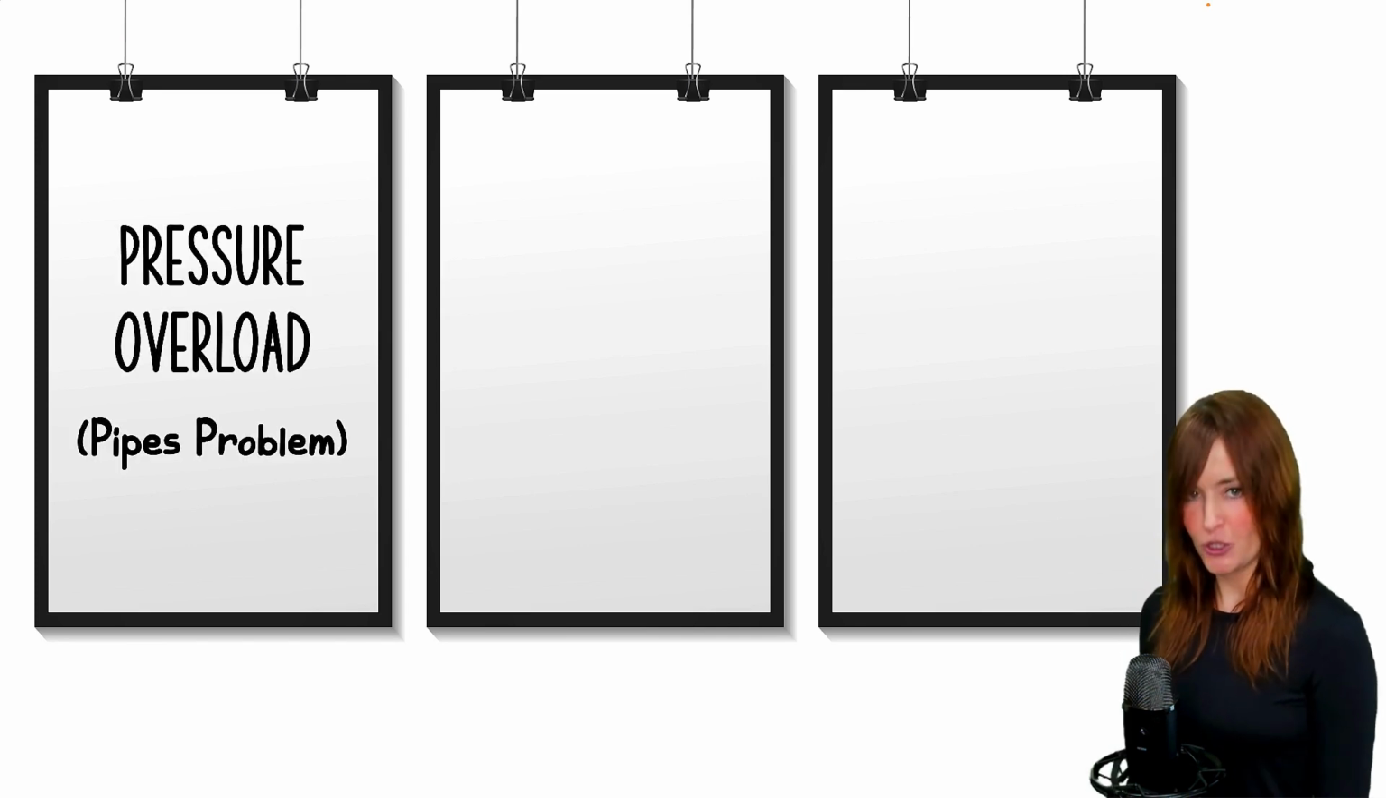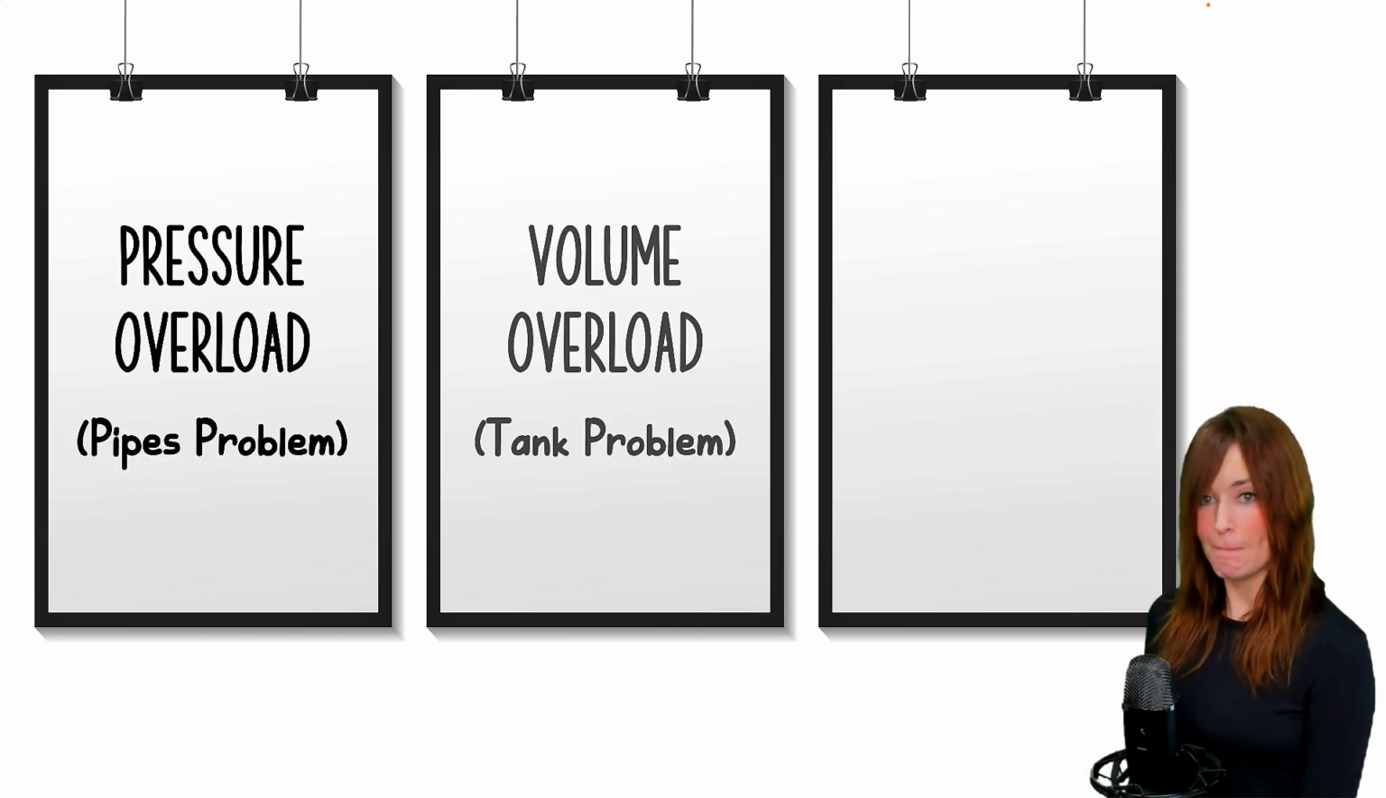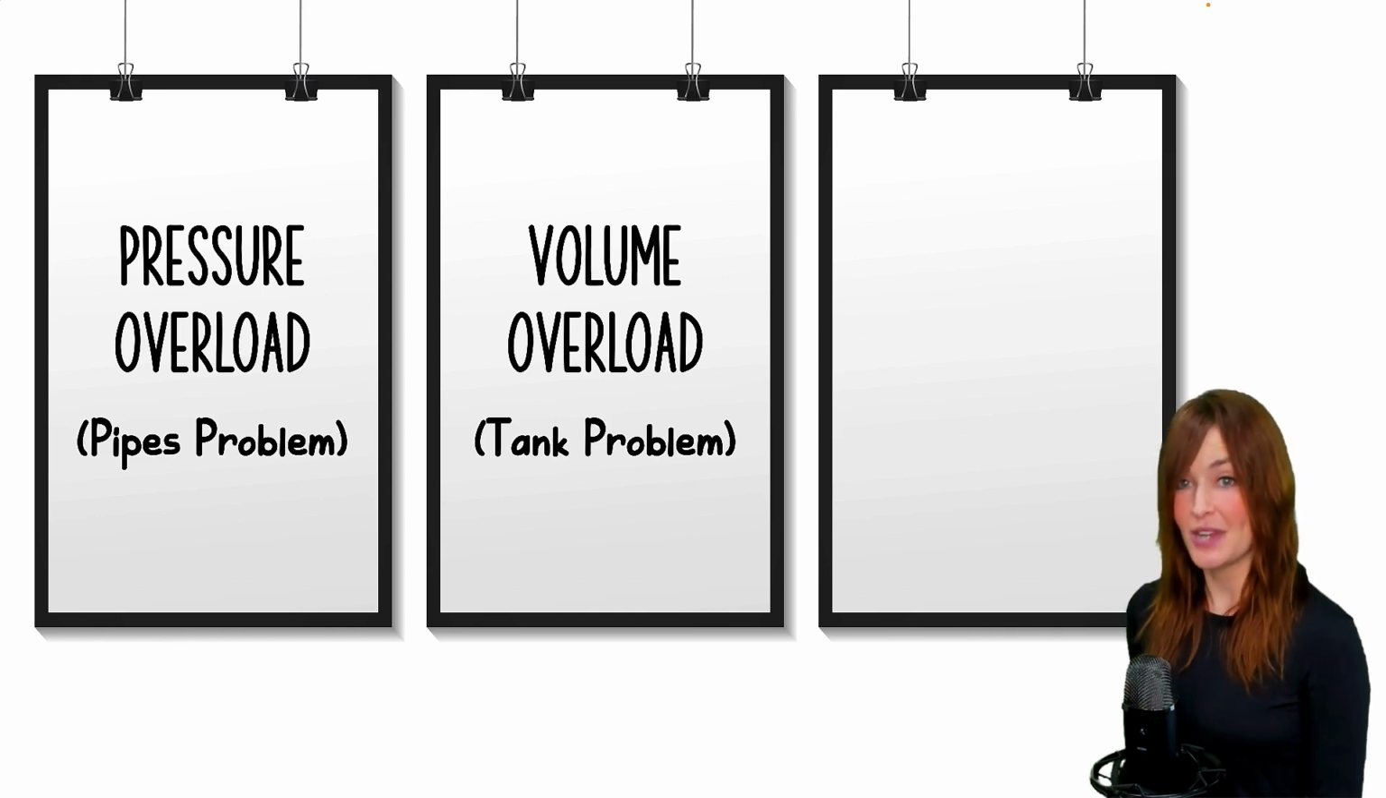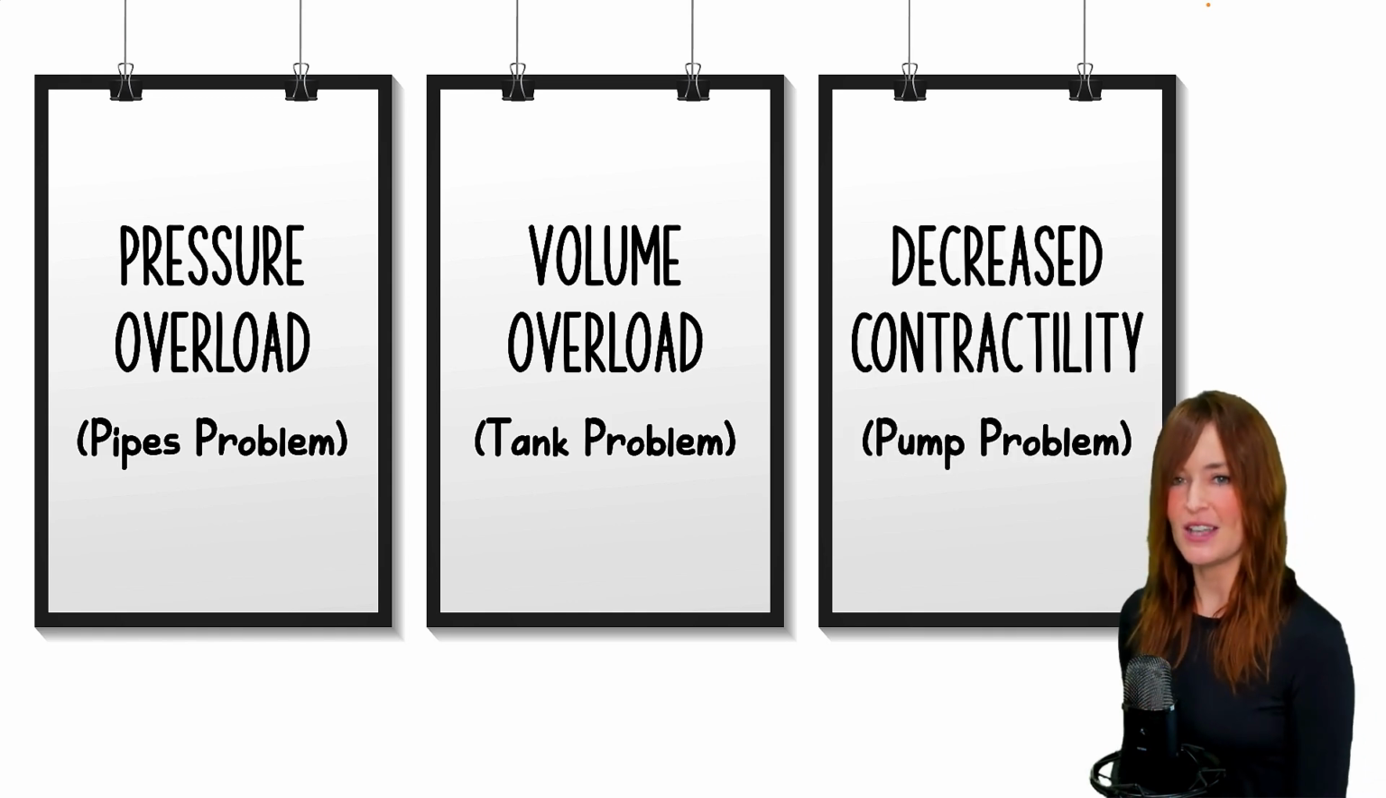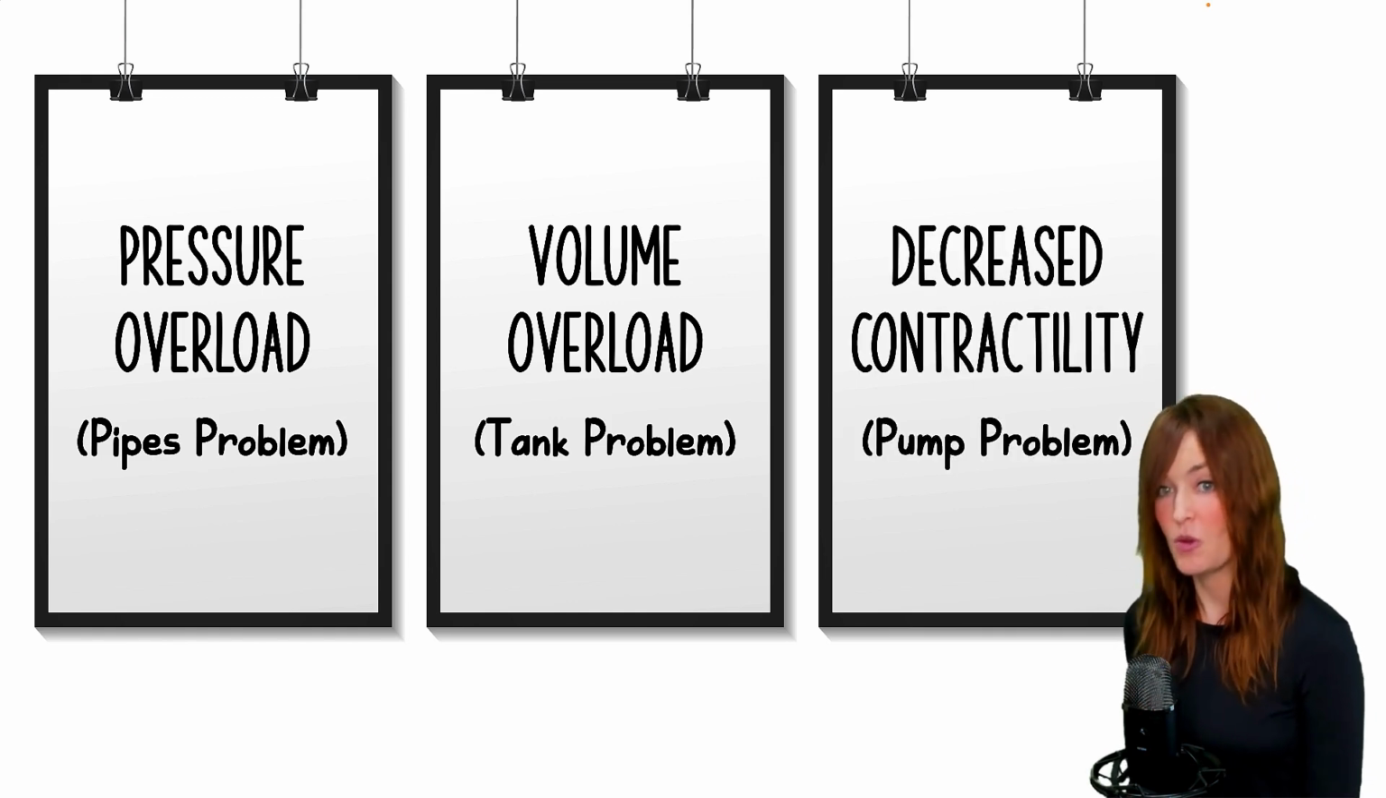So, the way we're going to translate this is 3 categories, and these are our 3 differential diagnosis categories for why your right ventricle might be failing. 1, pressure overload. That is your pipes problem. 2, volume overload. That's your tank problem. And 3, decreased contractility. That is your pump problem.